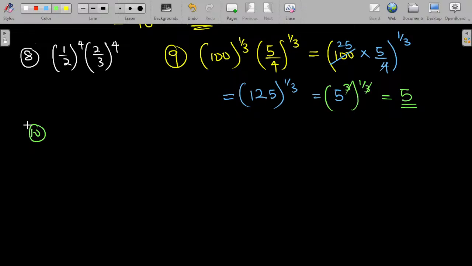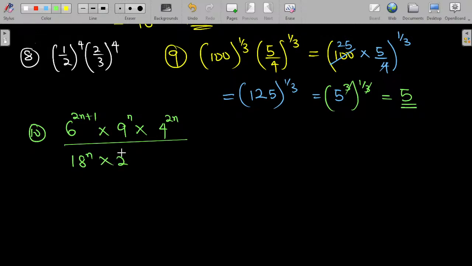Okay, so the number 10 exercise says that you are given 6 to the power of 2n plus 1, multiplied by 9 to the power of n, then multiplied by 4 to the power of 2n. Everything is divided by 18 to the power of n, multiplied by 2 to the power of n, then multiplied by 12 to the power of 2n. Okay, so what are you expected to do here?